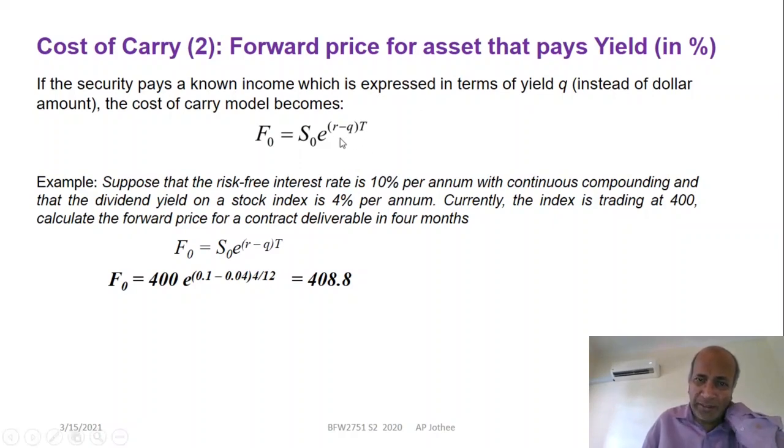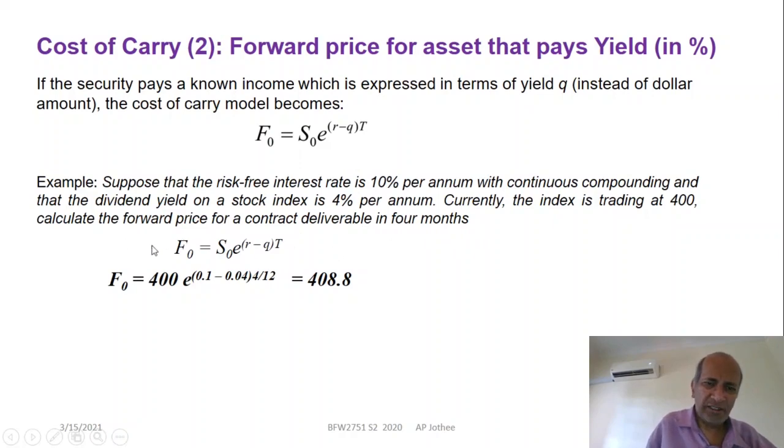If the Q is more than R, then this equation can't work. And normally we won't give that kind of a calculation to you. Example, suppose that the risk-free interest rate is 10% per annum with continuous compounding and that the dividend yield on the stock is 4% per annum. Okay, the dividend yield. Currently the index is trading at 400. Calculate the forward price of this contract deliverable in 4 months.